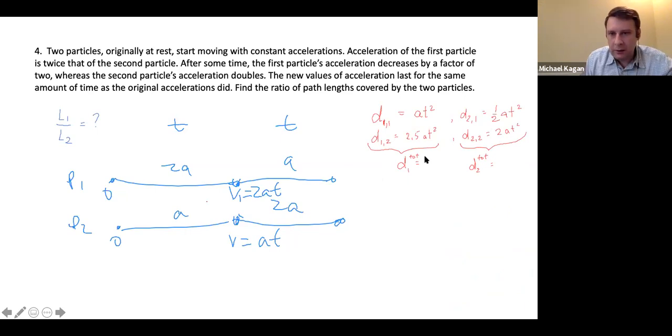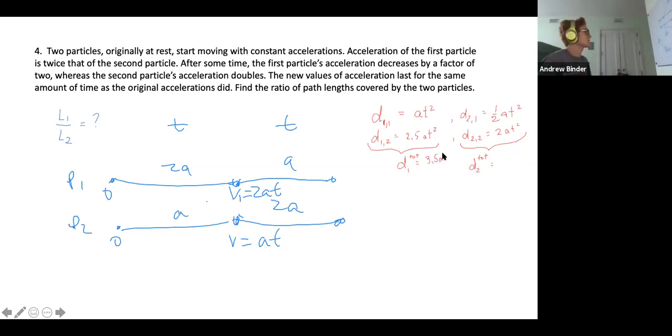Do you agree, disagree, have questions, comments? Yeah, I agree. Now you just add at squared to 5/2 at squared to get 7/2 at squared for the full distance covered by particle 1. And then particle 2 would be 1/2 at squared plus 2at squared, which is 5/2 at squared. So it's 7/2 over 5/2, or 7/5.